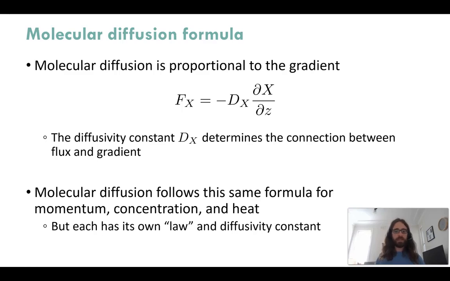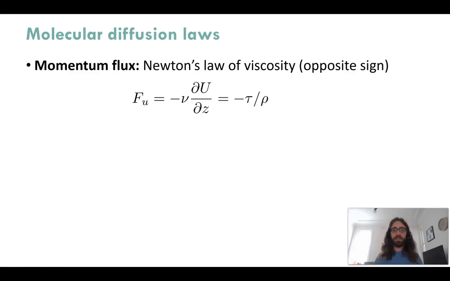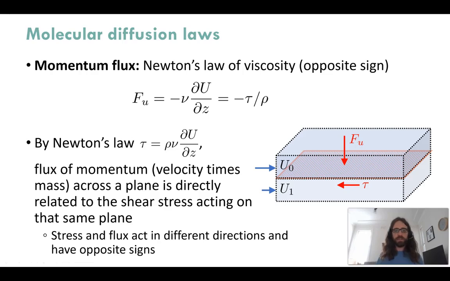However, the exact constant that you get and the exact name for this equation is different for different quantities like momentum, concentration, and heat. The first law I'd like to discuss is Newton's law of viscosity. So the center and the right-hand side of this equation represent Newton's law, where the shear stress is equal to the gradient in the velocity multiplied by the viscosity. And this can be directly related to what is known as the momentum flux. How you get from Newton's law to a momentum flux is a little bit tricky. I'll try my best to explain the concept, but it may still be difficult to wrap your head around.